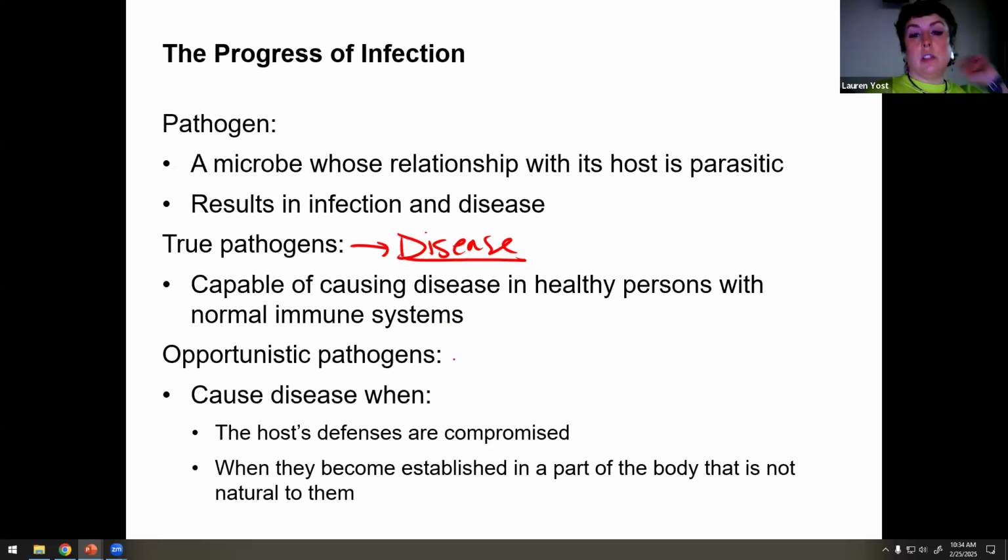Opportunistic pathogens. These are guys that are either normal in your body. They could be normal in your biome, or they're normal in somebody else's biome, or there's something in the environment that normally doesn't cause disease.